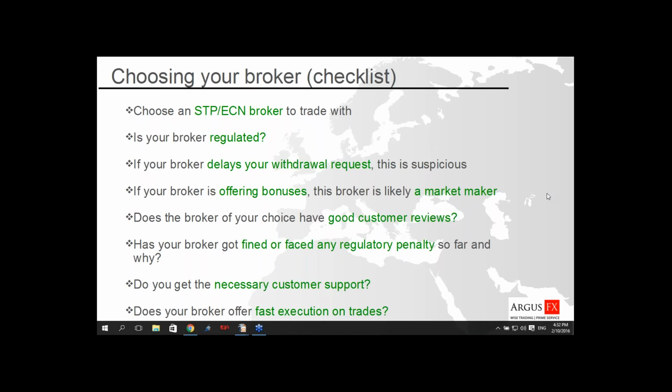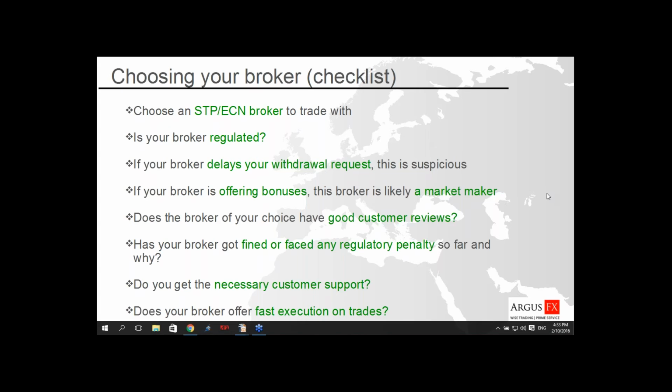Another important bullet point: does the broker of your choice have good customer reviews? What do the customers say about the broker? Are they happy? And when you are checking for customer reviews, always try to find the negative feedbacks and try to see whether your broker was able to fix those negative feedbacks in its operations.